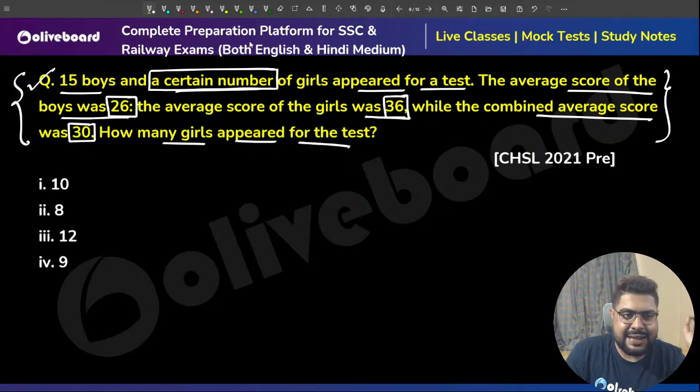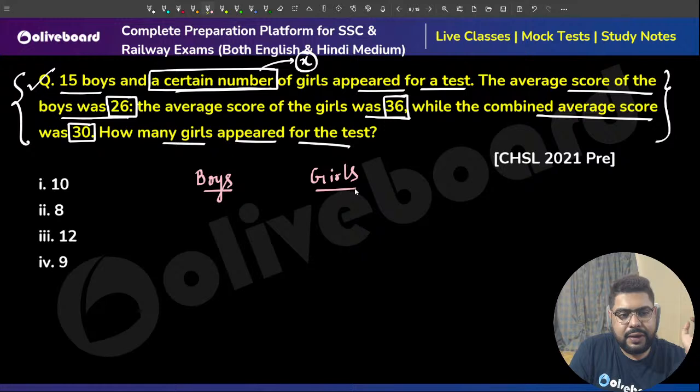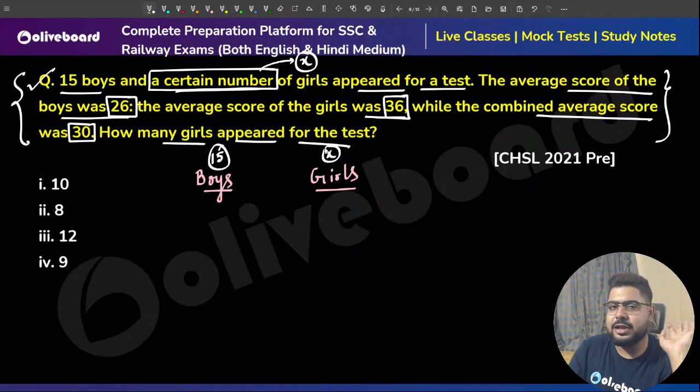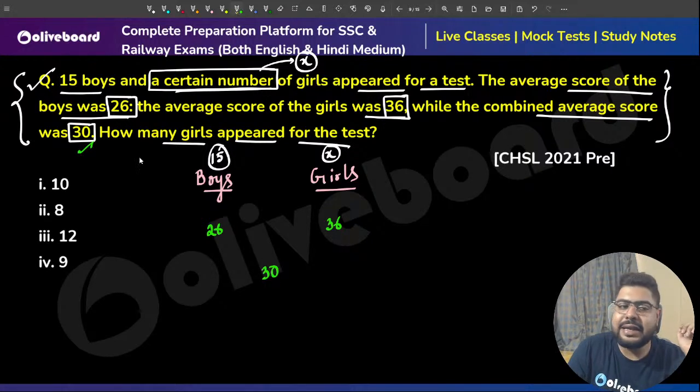So I'm taking, for the sake of argument, X. It's a single liner question. Boys and girls: how many boys are there? 15 boys are there. Girls, I don't know, I have taken X. Keep this for the time. Average score of the boys is 26. Average score of the girls is 36. Combined average, 30, that is the middle, that is your mean value.